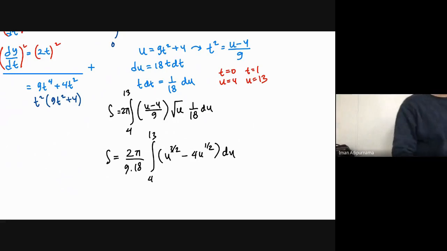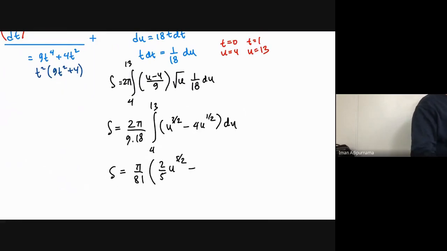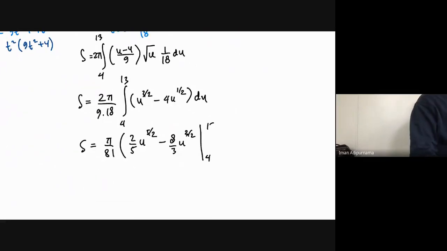And now this will be pi over 81, and u to the 5 over 2 minus 3 over 2, 2 over 3, 2 over 3, 8 over 3, right? And plug in 4 and 13.